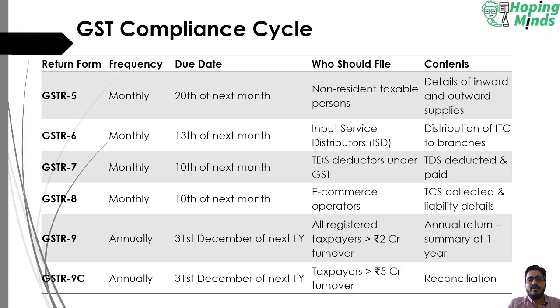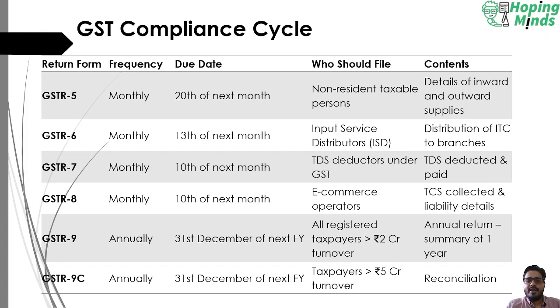Then GSTR 7. GSTR 7 is a return for TDS deducted and paid. Government departments and other notified organizations are required to deduct TDS and file GSTR 7. The due date of filing of GSTR 7 is 10th of the next month.